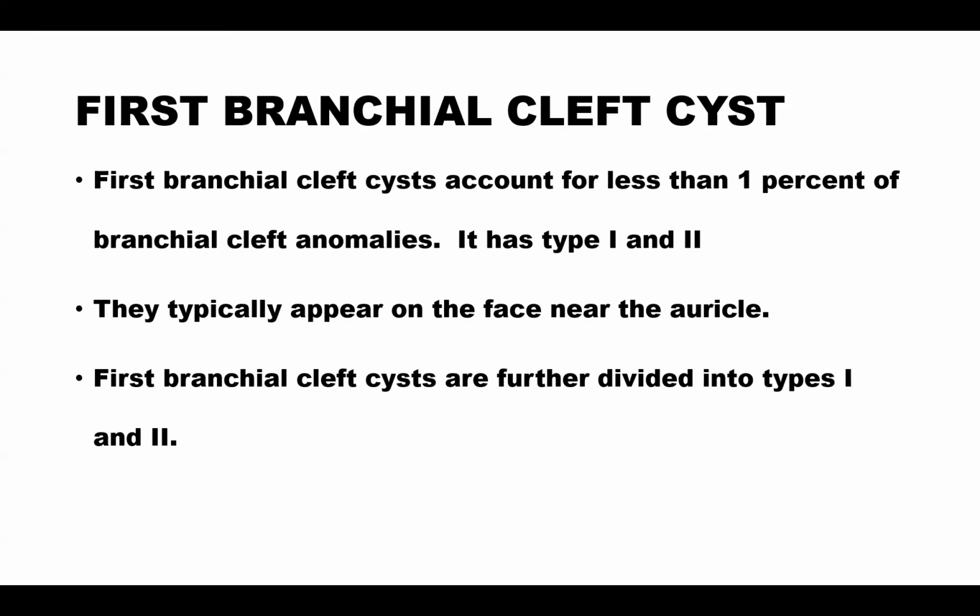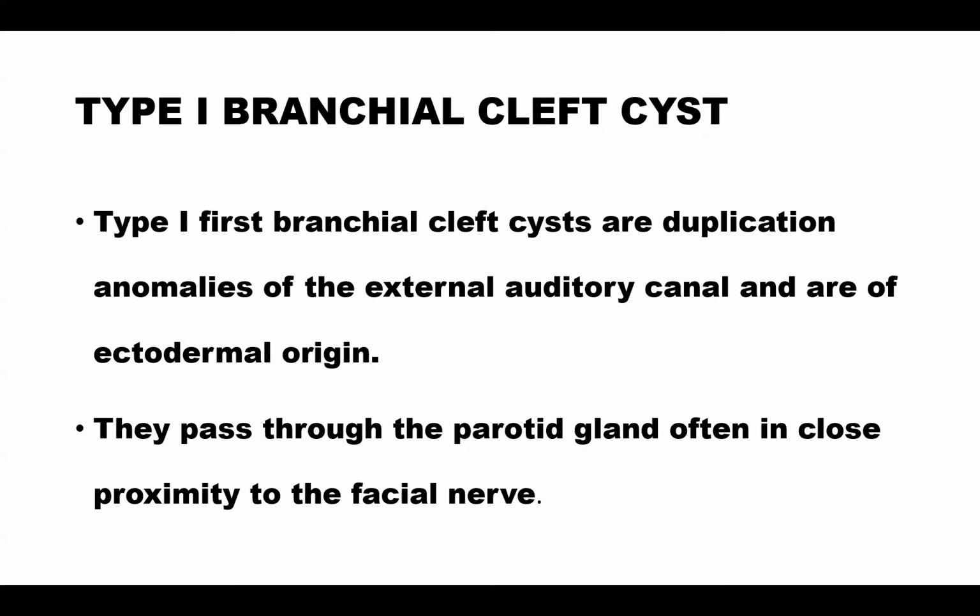For example, we have the first branchial cleft cyst, which accounts for less than 1% of branchial cleft anomalies. It has type 1 and type 2. They typically appear on the face near the auricle. Now, the first branchial cleft cysts are further divided, as I said, type 1 and type 2. You'll see the picture I will show subsequently. Now, type 1 first branchial cleft cysts are duplication anomalies of the external auditory canal and are of ectodermal origin. They pass through the parotid gland, often in close proximity to the facial nerve.